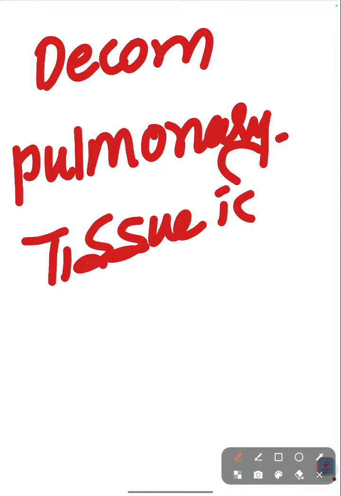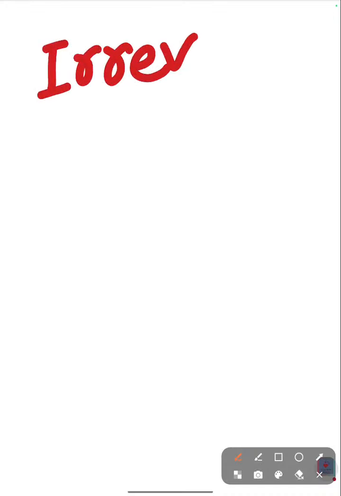In irreversible, what will happen? It is decompensated irreversible. The second step is compensated, decompensate progressive. The third is irreversible decompensated.